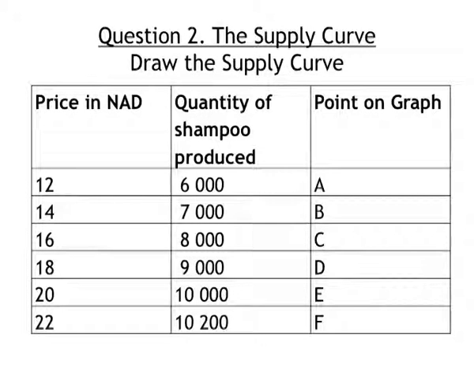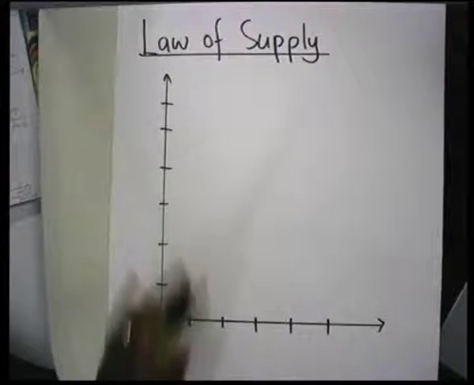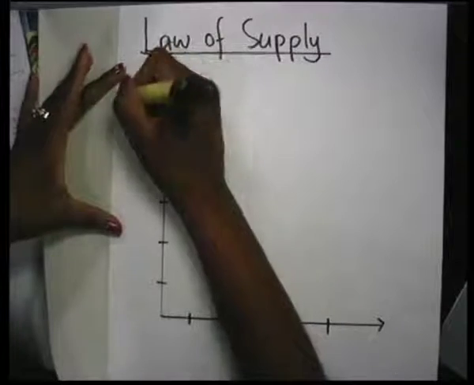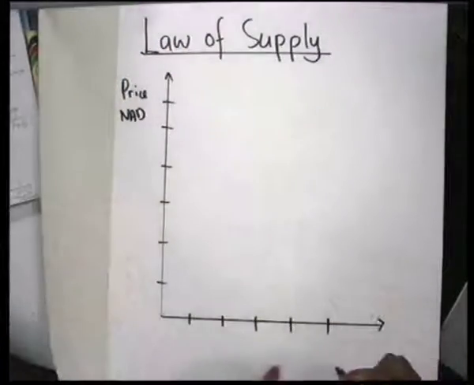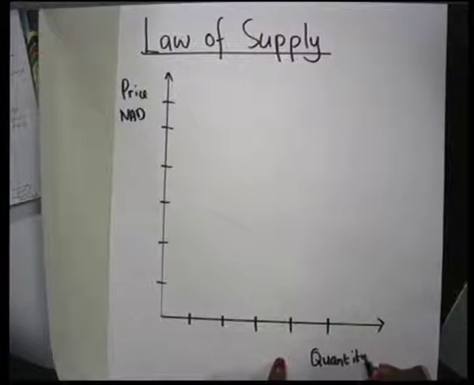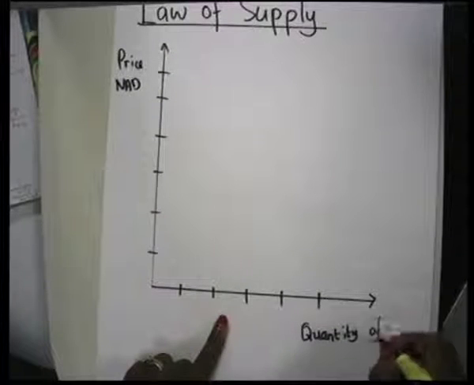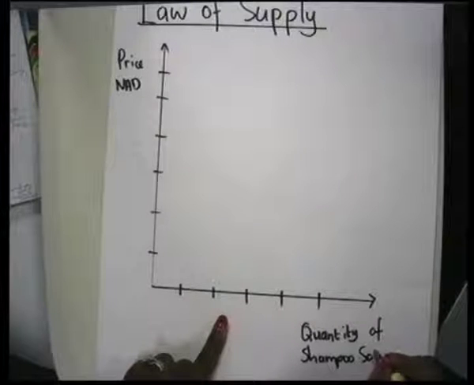In question number 2, we'll look at the supply curve. In question 2, you need to draw the supply curve. With the information that has been given to us, we need to plot this information onto our graph. So then once again, on the vertical axis, we have price in Namibian dollars, and on the horizontal, we have quantity. We have quantity of shampoo produced.